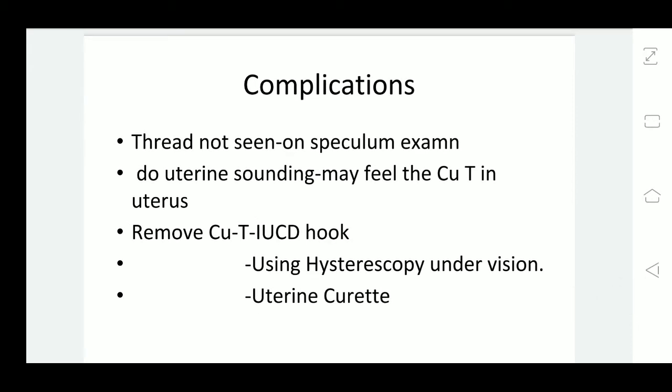It can be removed by using an IUCD hook. There is a special hook which is available with which you can try to remove it. But sometimes it is not easy to remove it and it may be embedded in the uterine wall. Then you can do hysteroscopy and under vision you can remove the copper T. Or what you can do is with a uterine curette you can try to remove the copper T.